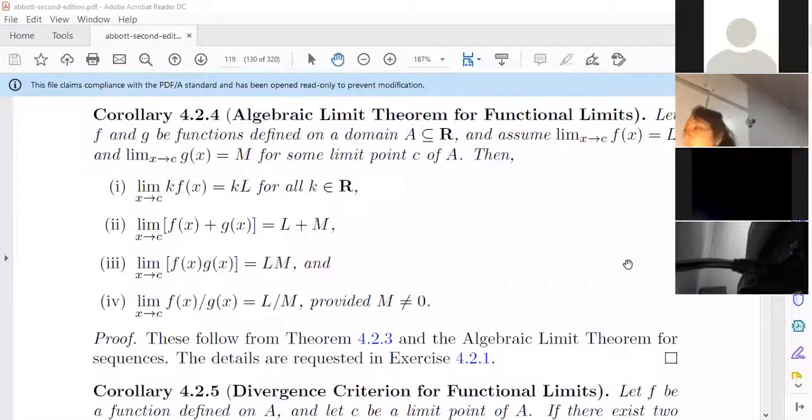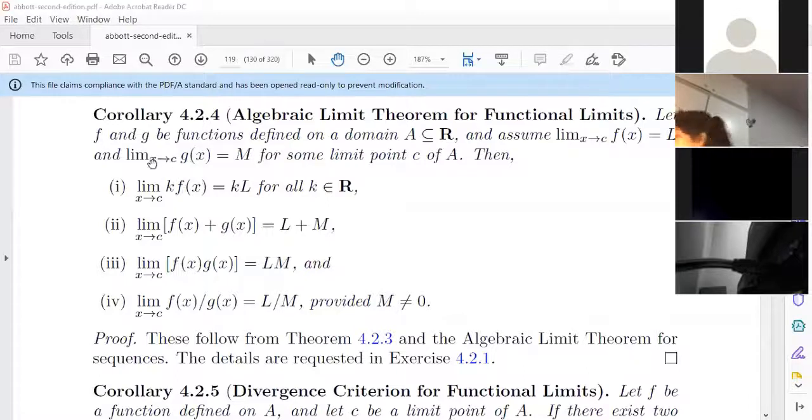So for example, let's take a look in our book, and it will be a direct implication. Corollary 4.2.4 is now called the algebraic limit theorem for functional limits. And this is what it says. You have two functions, f and g. The limit of f when x approaches c is L. The limit of g when x approaches c is M. Then the following properties hold.